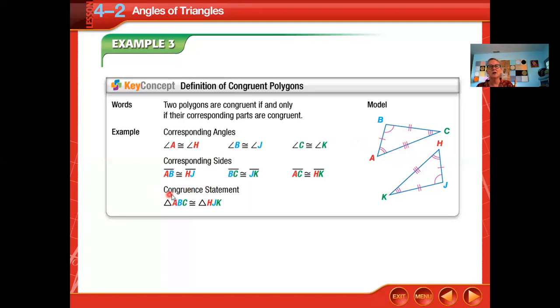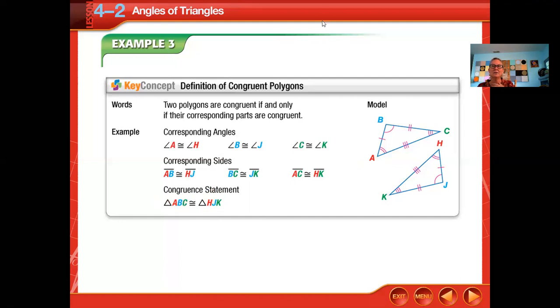So this is called a congruence statement, and part of the assignment will be to write a congruence statement. That means you're going to name the shape. So let's say, okay, in this first shape, triangle ABC. That could have been random, the way they named it. Okay, that is going to be congruent to triangle HJK. That has to be in that order now, because look how the two that are red are first, because they have the same angle measure. The B and the J are the middle ones, and the C and the K are the last ones.